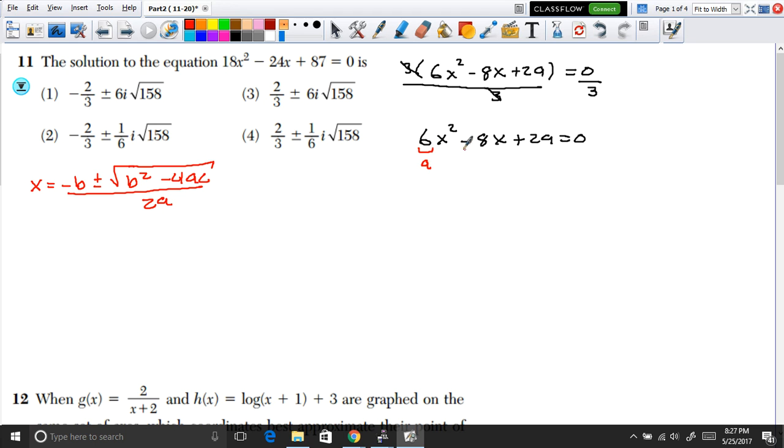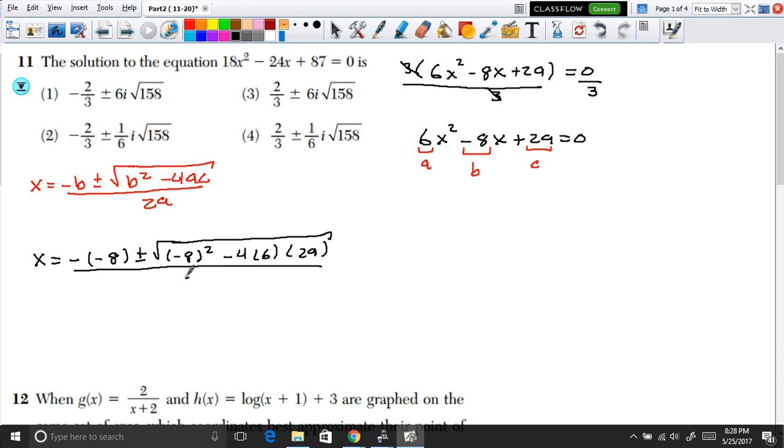Perfect. So if we look at our more simplified expression, we can see that our a is 6, our b is negative 8, and our c is 29. All right, so let's plug it into our formula. Now if we plug it in, we're going to have negative b, which we found to be negative 8, plus or minus b squared, so that's negative 8 squared, minus 4 times a, which we found to be 6, times c, which we found to be 29, all over 2 times a, where a is 6.